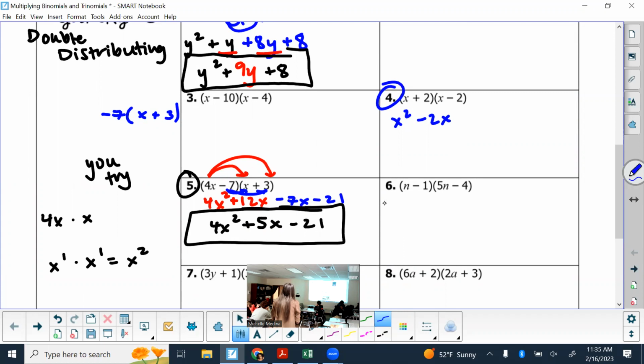Table 8. What'd you get for number 6? Okay, can you look at it now and do it? So then what's the first step? Table 8. When we distribute, do we add? We multiply. So we multiply the n and the 5n. What do we get?